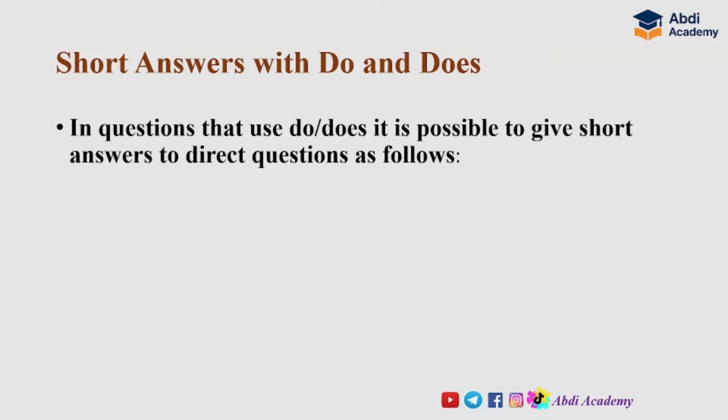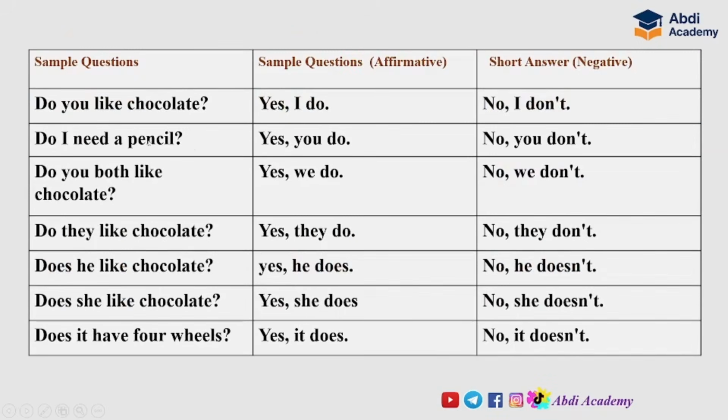So in questions that use do or does, it is possible to give short answers to direct questions as follows. Let's see this table. Sample questions in question form, or interrogative form, in present simple. Do you like chocolate? Yeah.